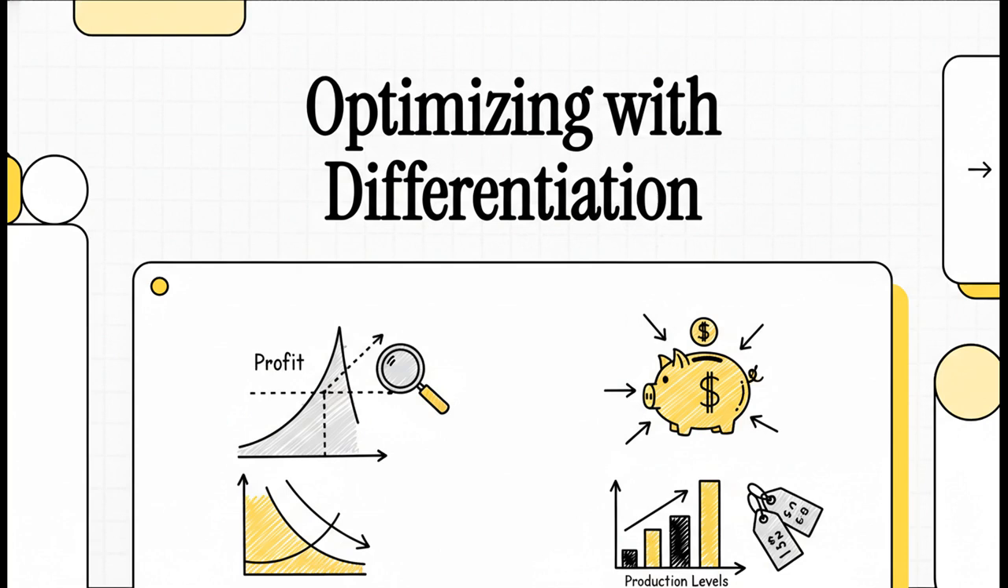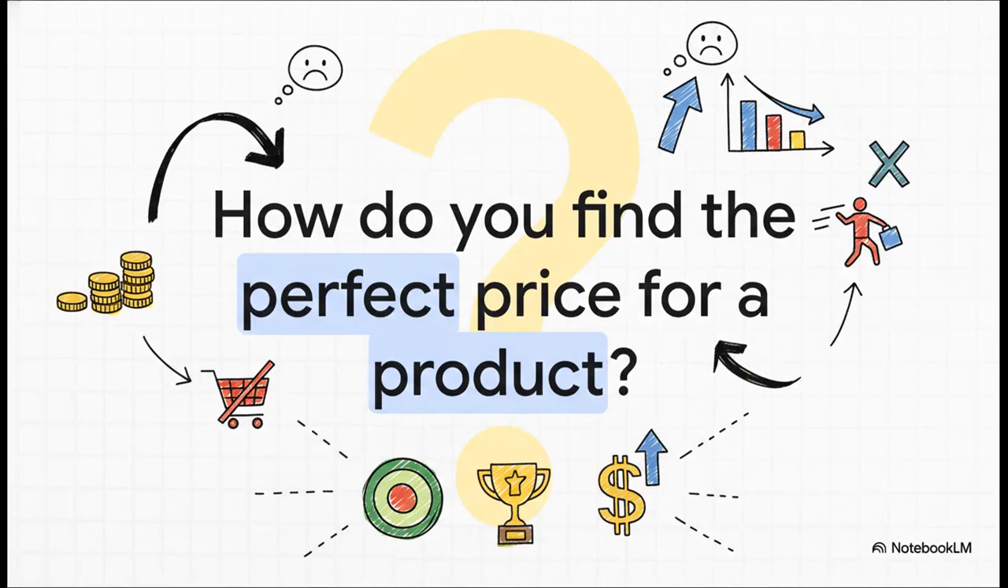So let me just start by asking you this question. How do you find the perfect price for a product? Think about it for a second. If you price it too low, sure, you might sell a lot, but you're leaving money on the table with every single sale. On the other hand, if you price it too high, you could drive your customers away, and your demand just plummets. So, where's that sweet spot, that optimal point? How does a company, any company, figure out the one single price that's going to generate the absolute maximum profit? This is the fundamental question we're going to answer today.